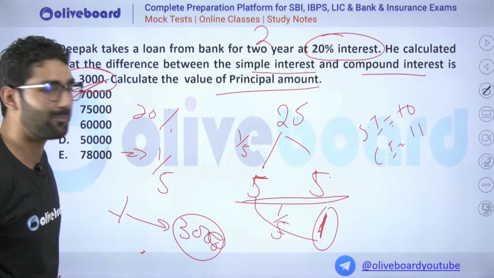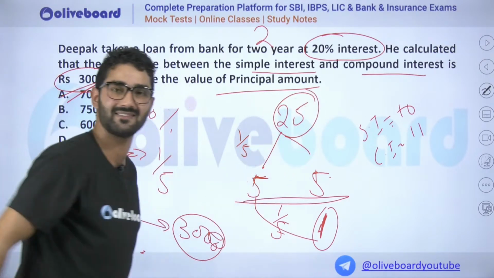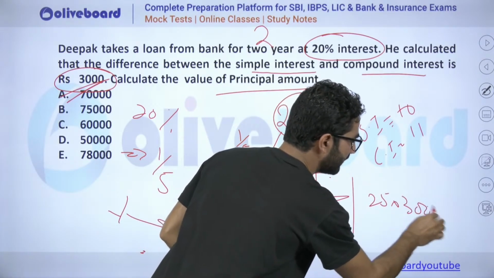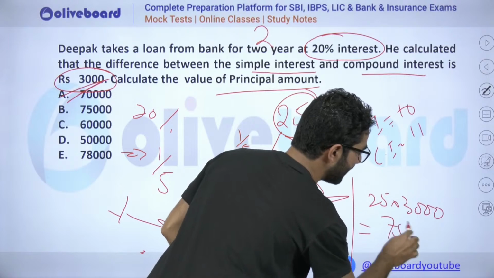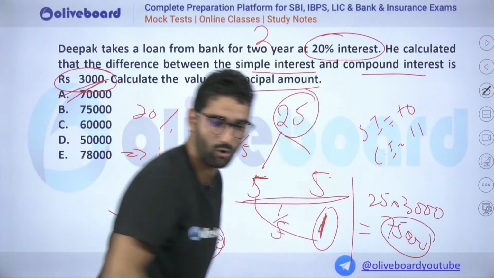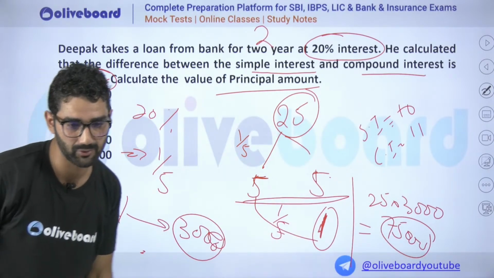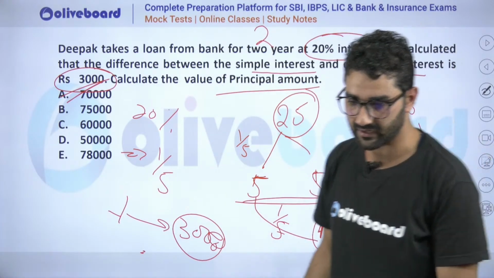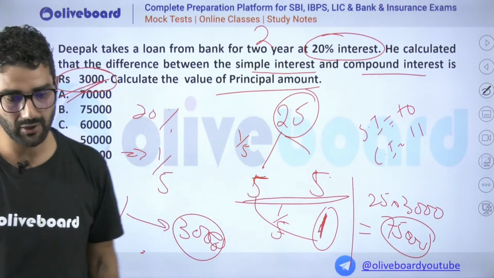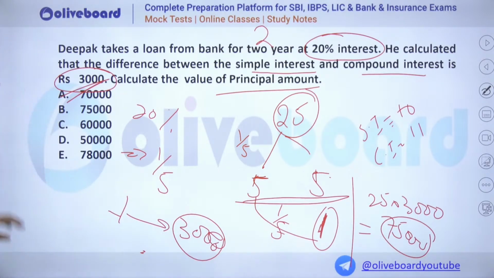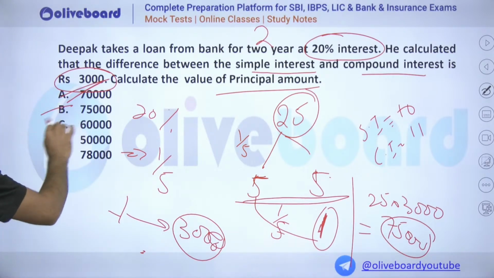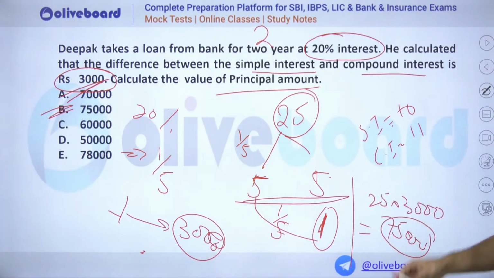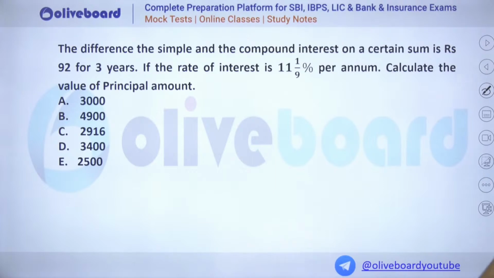Okay, what is the value of the principal amount? Principal is this much. So how much? 25 multiplied with 3,000, 75 and also 3 zeros. Hope it is clear to everyone. Yes, very good, my dear. How much? 75. B option. Very good, my dear. Okay, going for this question, my dear.